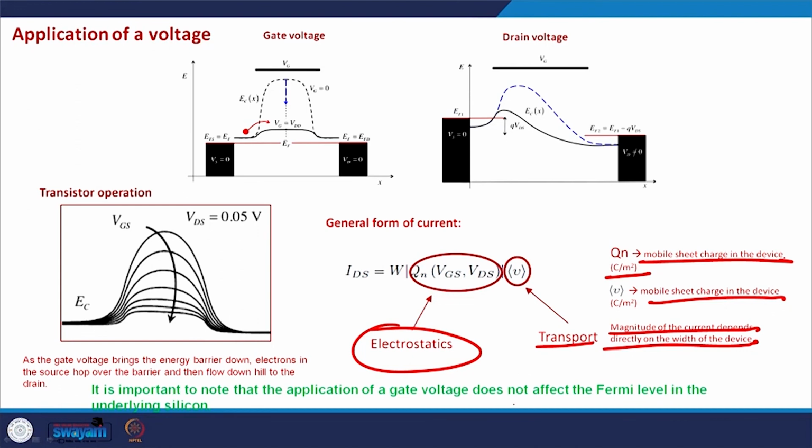Apart from these things, I have already highlighted that the application of the gate voltage does not affect the Fermi level in the channel. This we have already seen, because the electronic distribution does not change on application of the gate voltage. That is why the Fermi level is maintained, and that is why the equilibrium is also maintained in the system even when a gate voltage is applied.